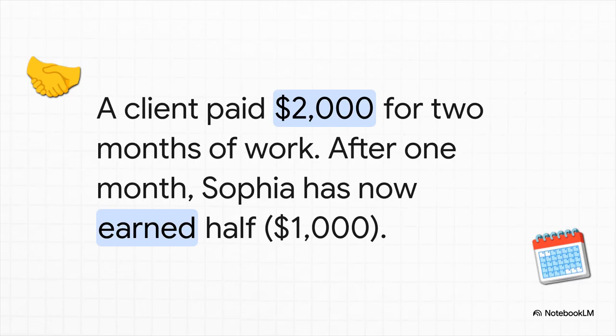A client paid Sophia $2,000 upfront for 2 months of consulting work. Now, when she first got that cash, it wasn't revenue, not yet. It was a liability, something called unearned revenue, because she owed the client the work. Now it's the end of the first month, and she's done half the job.